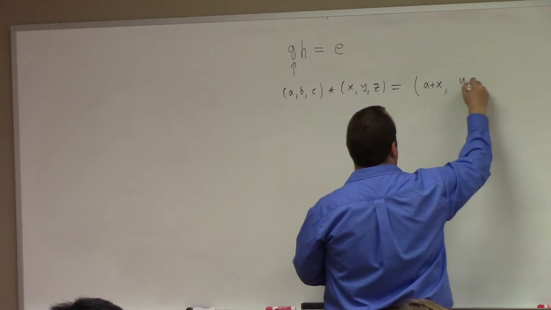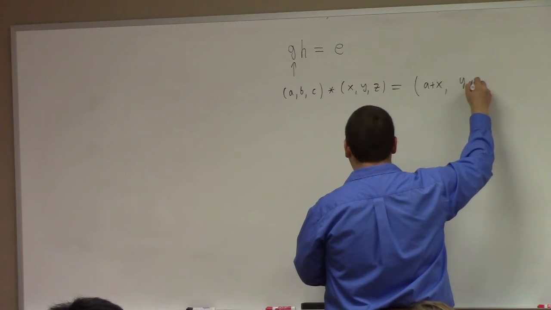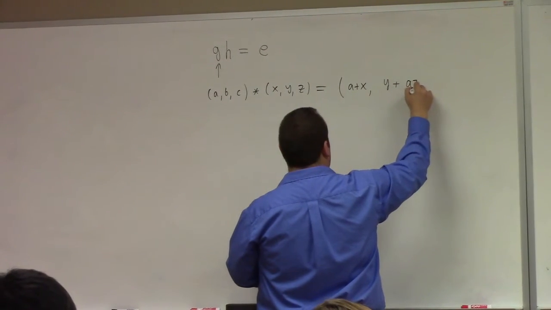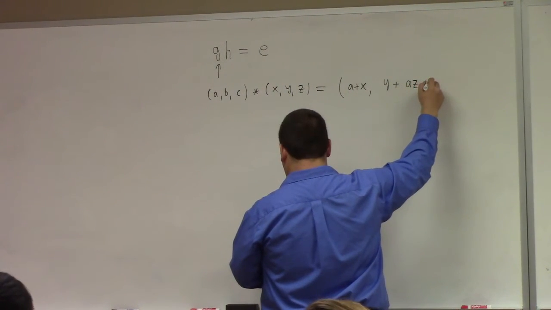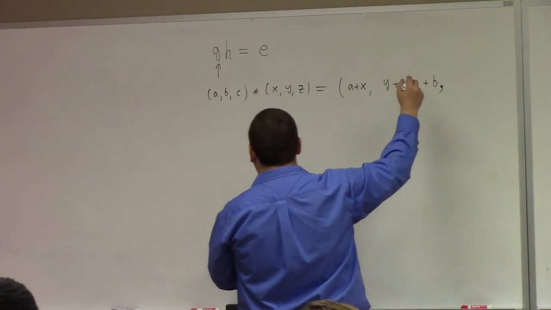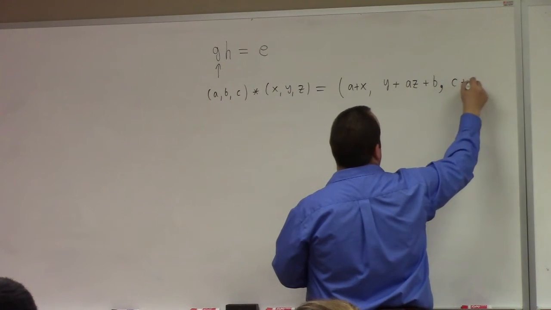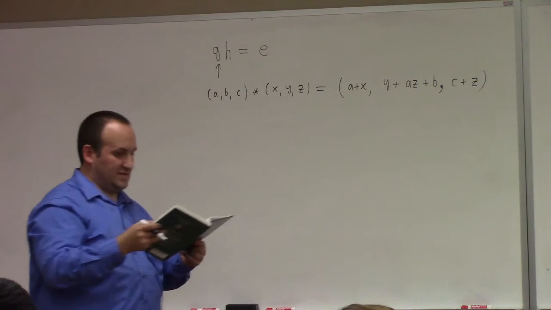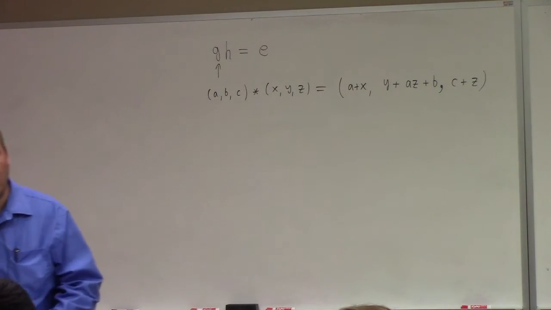Y plus A Z plus B and C plus C, so C plus Z. I think. I mean, you could look at the Heisenberg group just as sort of formal multiplication on R3.